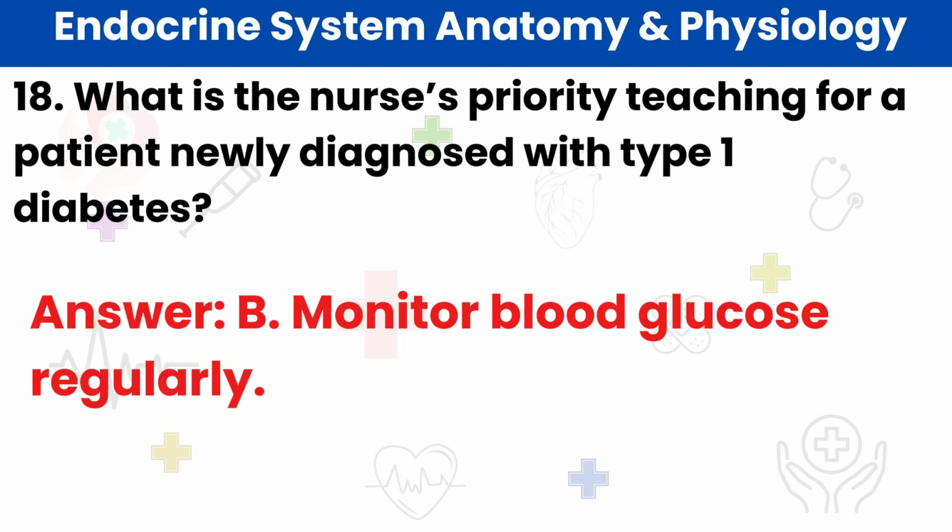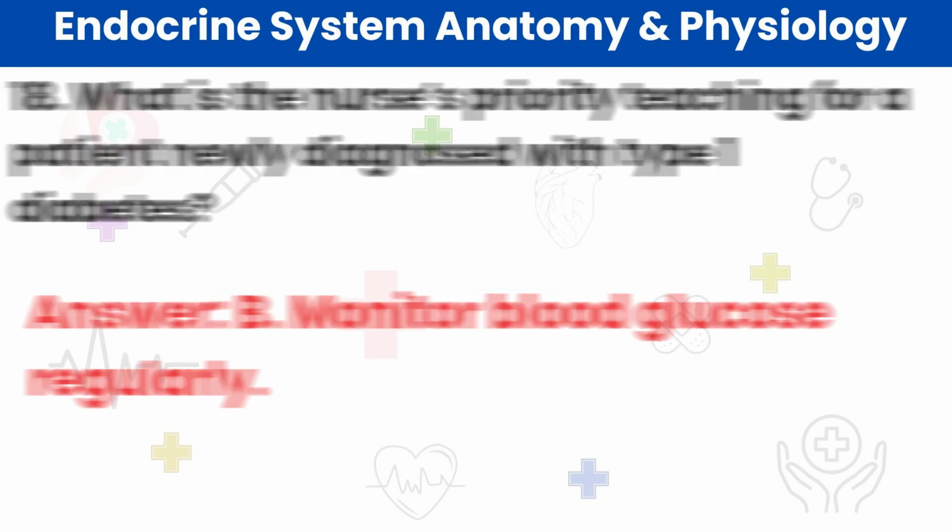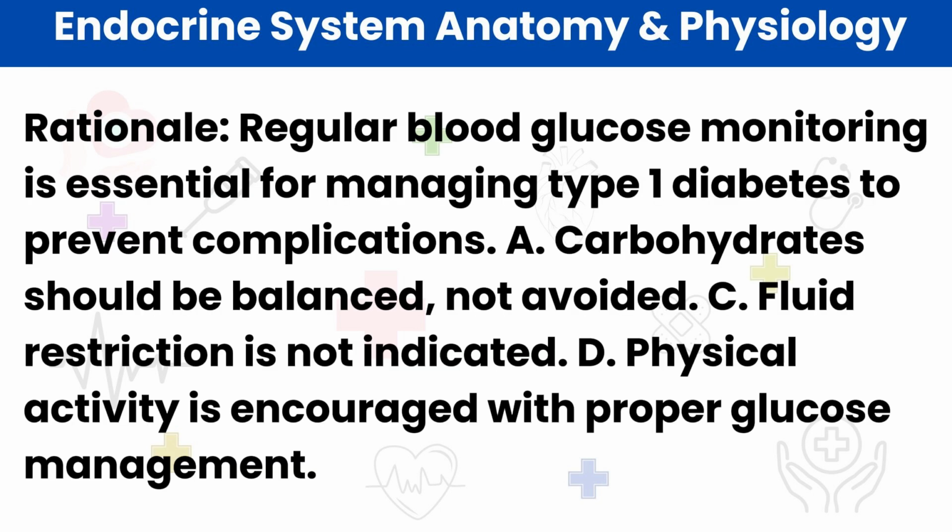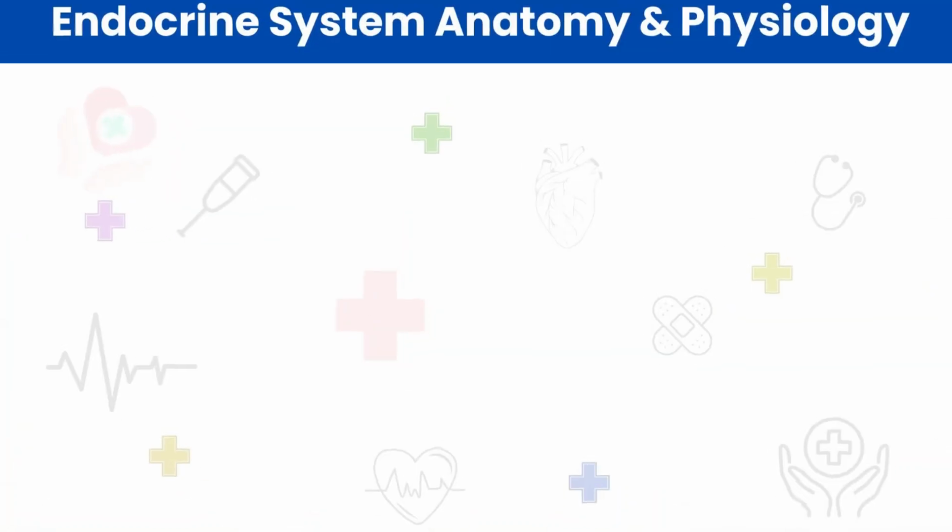Answer: B. Monitor blood glucose regularly. Rationale: regular blood glucose monitoring is essential for managing type 1 diabetes to prevent complications. A. Carbohydrates should be balanced, not avoided. C. Fluid restriction is not indicated. D. Physical activity is encouraged with proper glucose management.